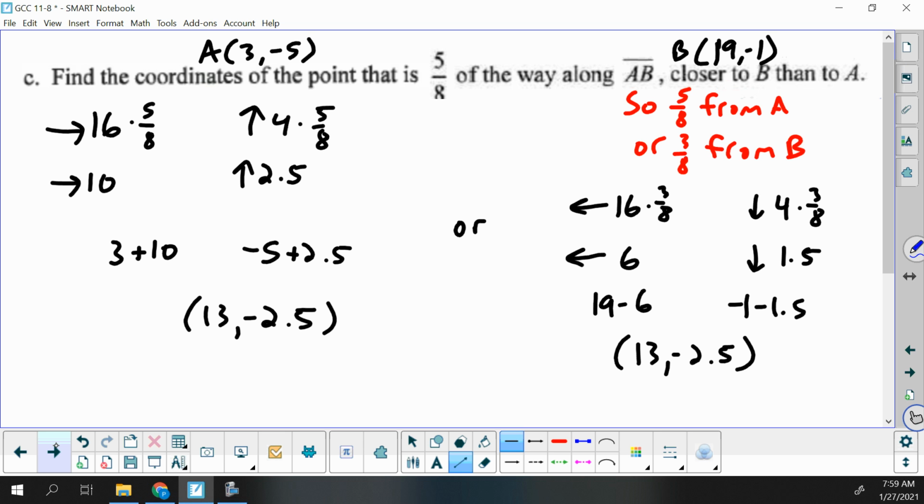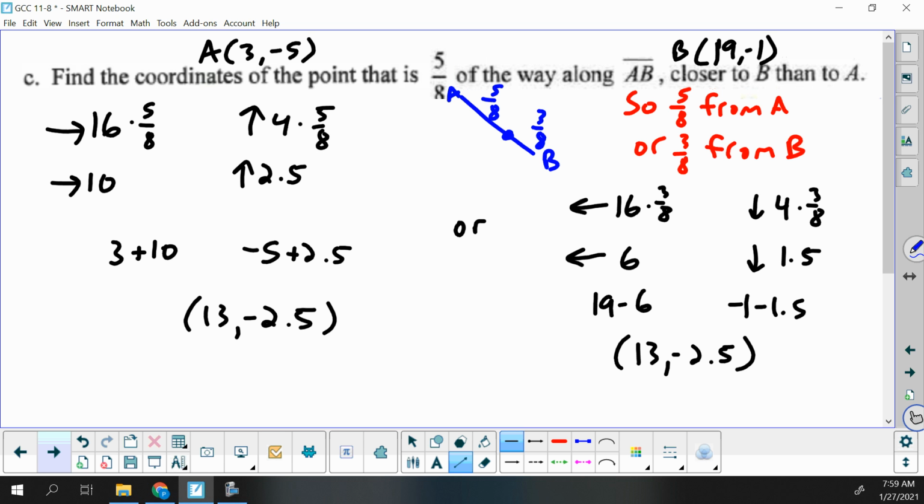So the next one might have been a tricky one. So you want 5/8 of the way along AB, but you want to be closer to B. Okay, this was using the same points. So just a rough sketch. So there's A, there's B. So if you're 5/8 of the way and closer to B, you're like right here. So really you're either 5/8 from A or you're 3/8 from B.